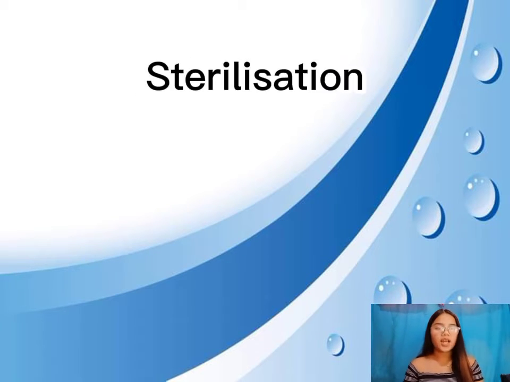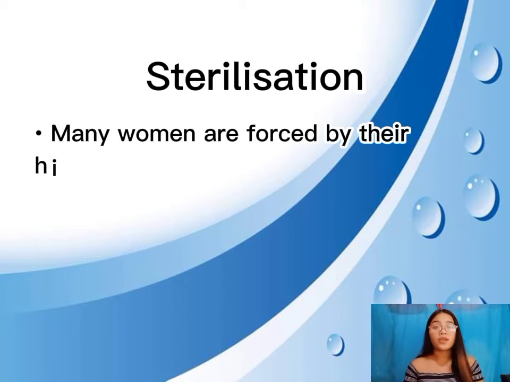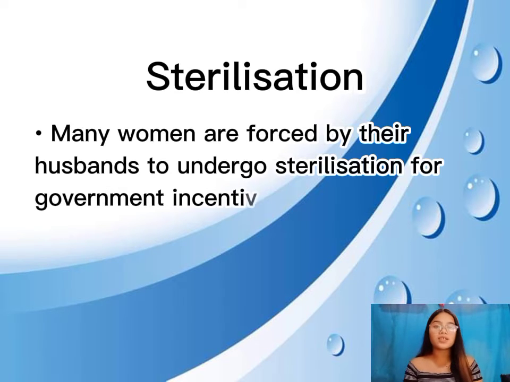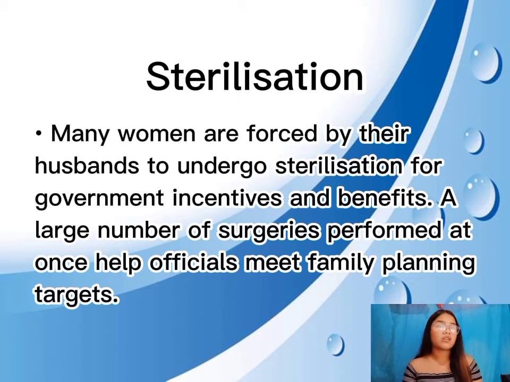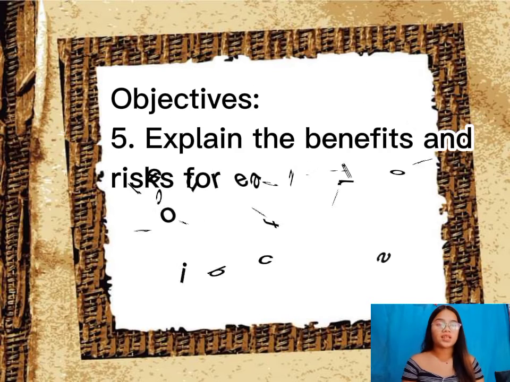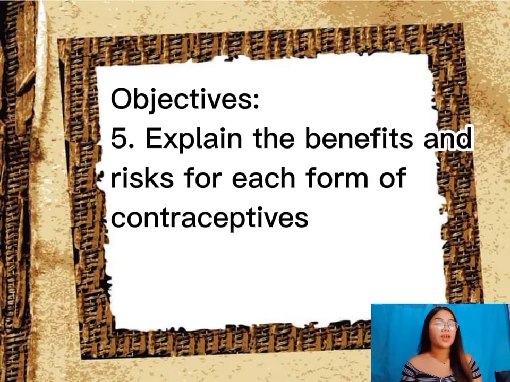For sterilization, many women are forced by their husbands to undergo sterilization for government incentives and benefits. A large number of surgeries performed at once help officials meet family planning targets, but Dr. Betty says they are fraught with danger. The fifth objective is to explain the benefits and risks of each form of contraceptive.